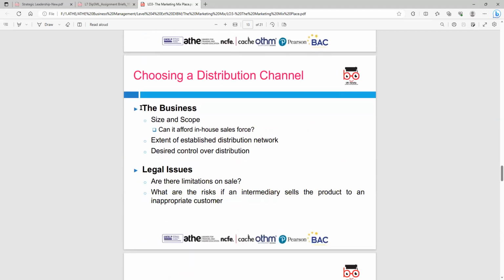And the third factor, as we said earlier on, is the business, the size and scope of the business. It depends on the nature of the market and the size and scope of your business. Can you afford an internal sales force, or can't you afford to pay for one? Do you need to use other people's networks because they already have distribution channels and control over them? Maybe they have a more specialist sales service, so you can use their channel. It depends on the business. Okay.